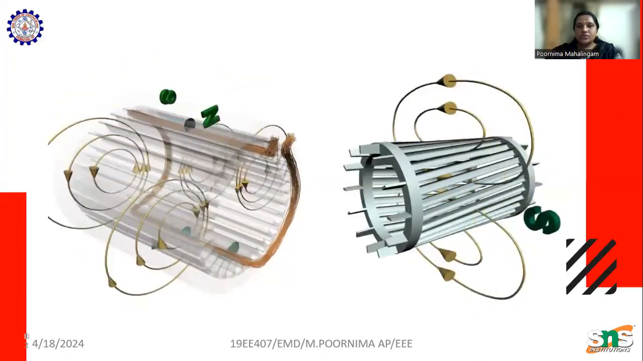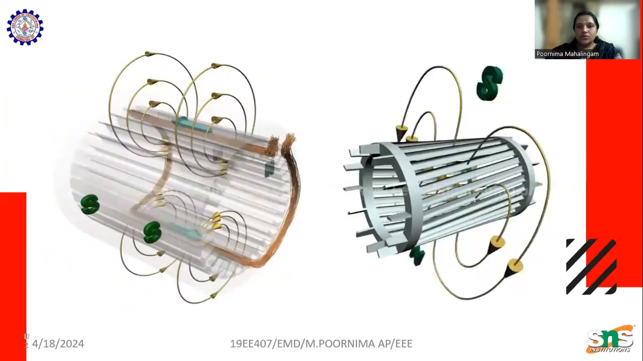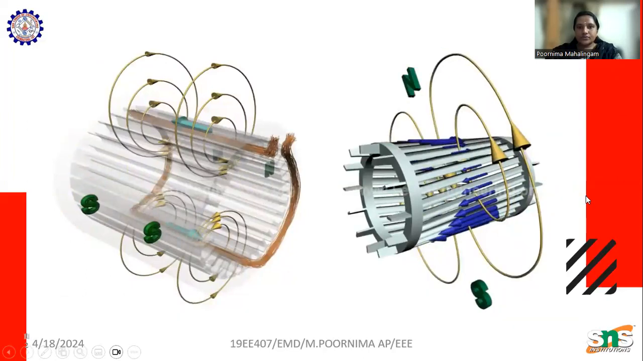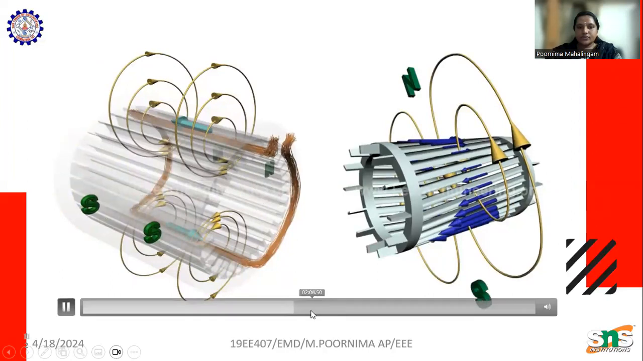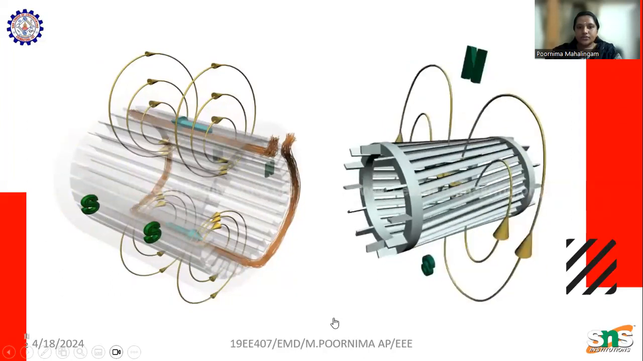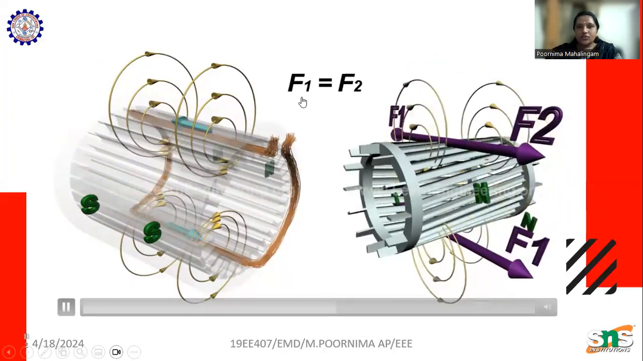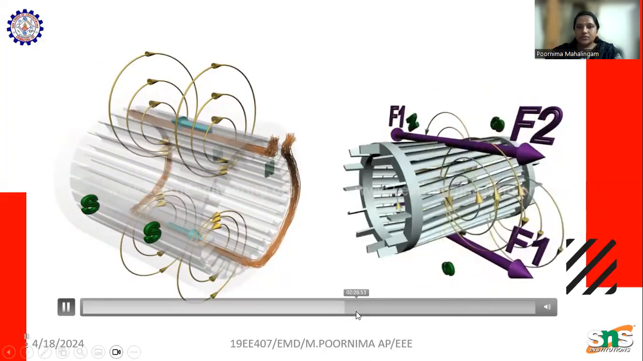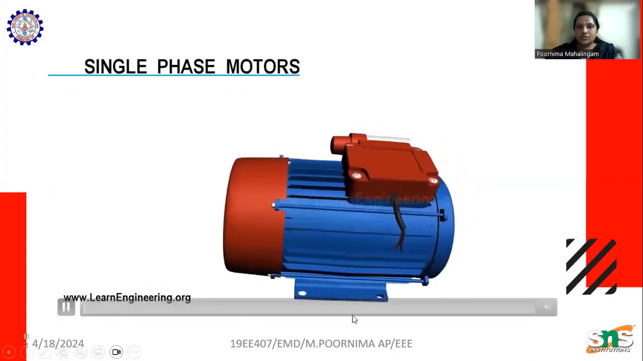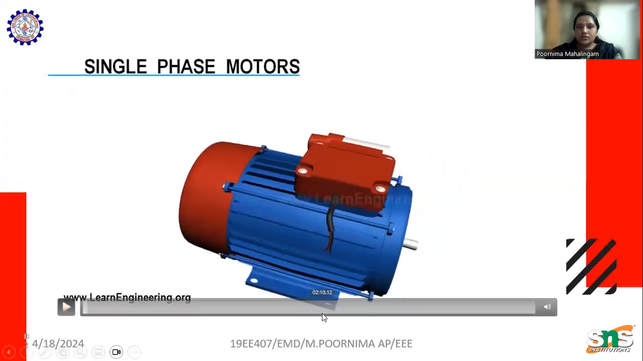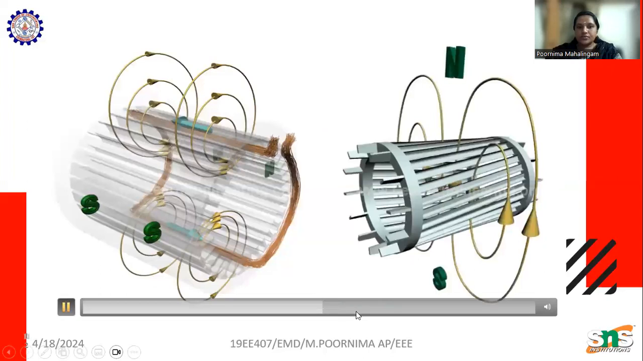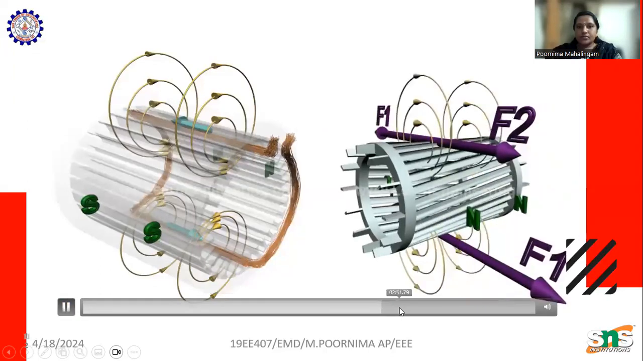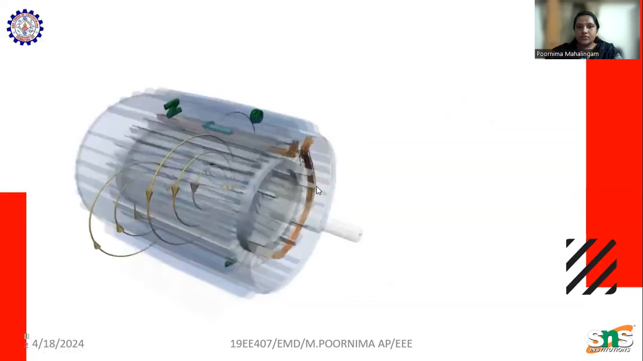Now it is rotating. Electricity is induced, and the induction flux rotating. F1 is equal to F2. Single phase induction, such opposite fields, but we can somehow get rotation in the same direction. This is the way a single phase induction motor moves.